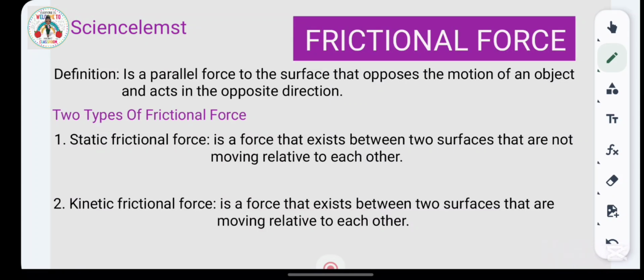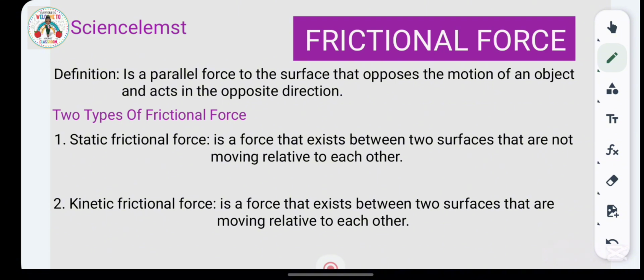In grade 9, Natural Sciences, you were introduced to forces, whereby you defined a force as a push or pull, and you went into classifying the types of forces as contact forces and non-contact forces. Now, when we look at the contact forces, we said that contact forces are forces that act between two surfaces that are in contact with each other. One of the forces that you learned about was frictional force.